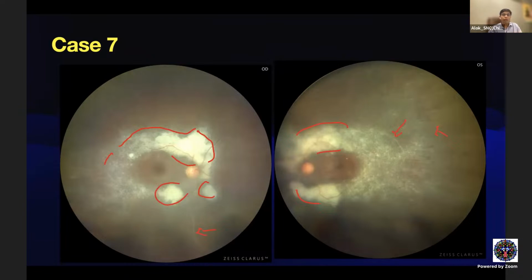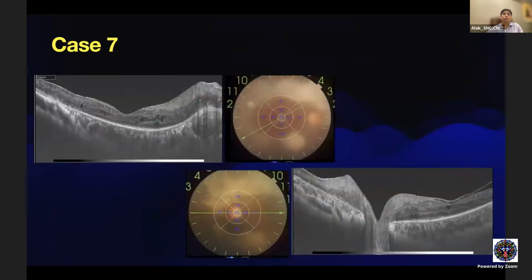The macula, by and large, appeared normal, although these deposits were encroaching towards the fovea in the left eye. Now, the OCT showed that these lesions were essentially sub-RPE, as you can see here. You can also see that there was lamellar thickening, the retina was a little bit thickened, and there was some amount of intraretinal fluid.